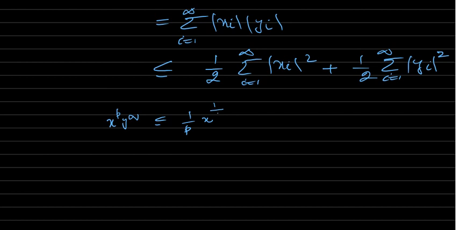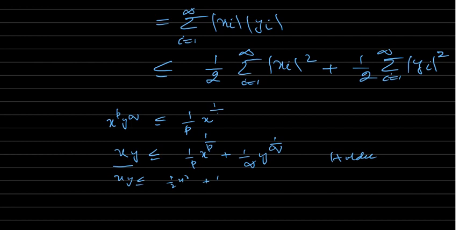What's Holder's inequality? That's just x y less or equal to 1 by p x power p plus 1 by q y power q. I think is this, or is it 1 by p, 1 by q, like that. So I think this one, x y less or equal to 1 by p x power p plus 1 by q y power q, it's Holder's. Now let's take p equal to 1 by 2, q equal to 1 by 2, then it will be x y less or equal to 1 by 2 x square plus 1 by 2 y square.